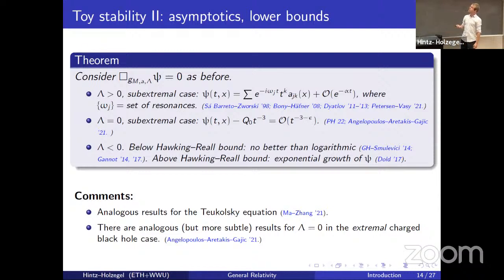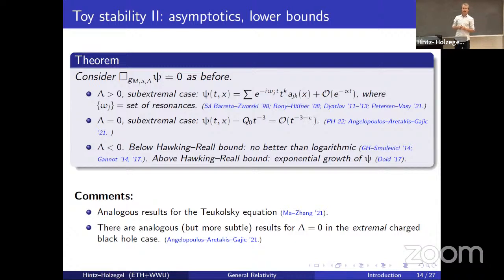In the case lambda equals 0, you do not have an expansion into exponentials, but what has been proved is, to leading order at least, the existence of exactly inverse cubic decay. So you have a constant c_0 divided by t cubed plus more decaying error terms. That's the asymptotic behavior of scalar waves in the sub-extremal Kerr case. In the case of extremal black holes, at least in spherical symmetry for charged black holes, there are analogous but more subtle asymptotics also proved by Angelopoulos, Aretakis, and Gajic.